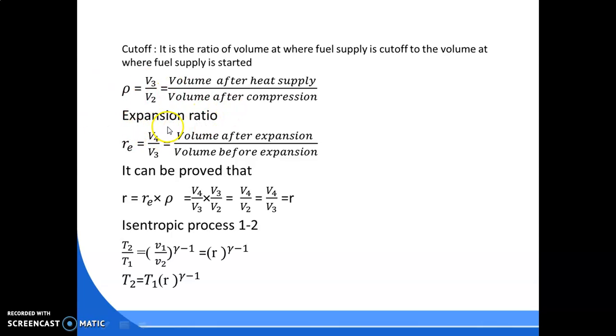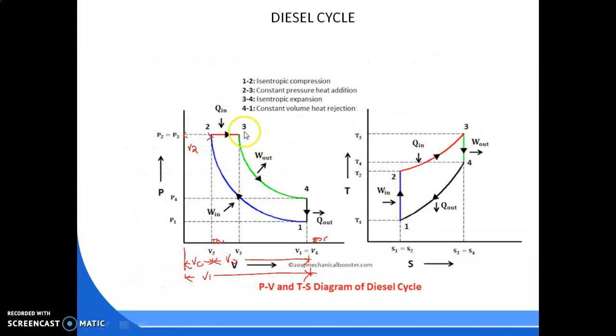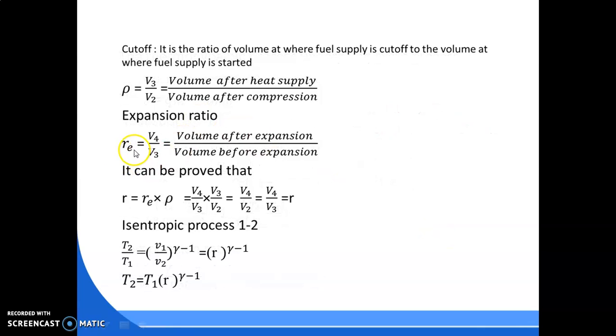Then we will discuss the expansion ratio. Expansion starts at point 3. You can see expansion starts at point 3 and it will end at state 4. So the expansion ratio is V4 by V3, that will give you the expansion ratio RE. Expansion ratio is V4 by V3, the volume after expansion divided by the volume before expansion. So it can be proved that R is equal to RE into rho. Compression ratio is equal to expansion ratio into cutoff ratio.